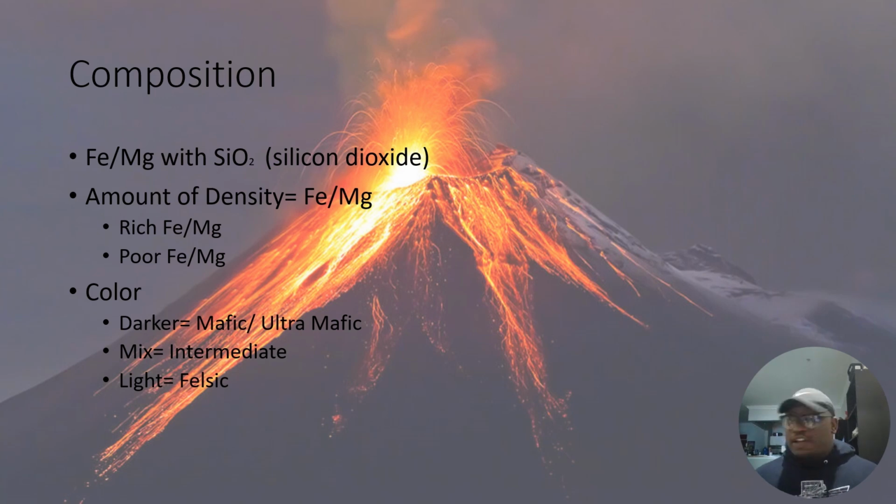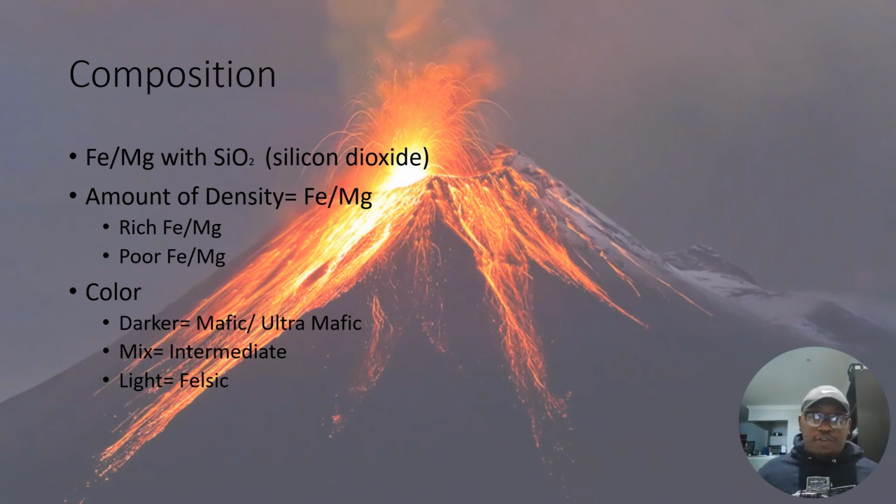Felsic igneous rocks are light in color, like these two guys. So it's high in pinks and whites. You might have a few grays or clears, but regardless, it's light in color. Then we have our intermediate igneous rocks. They're more dark in color. They might look salt and pepper like, or they might look pretty grayish.